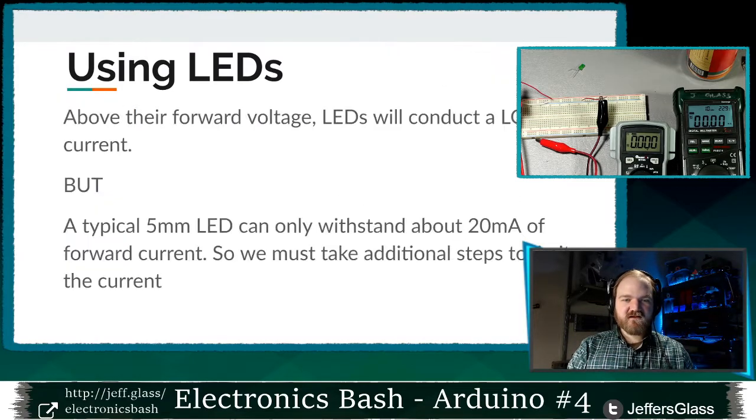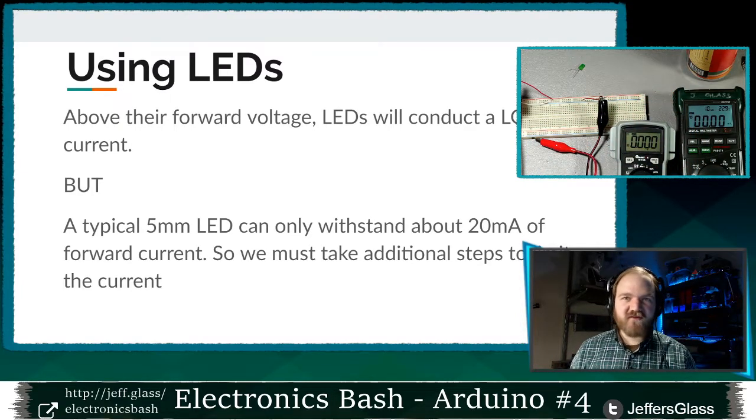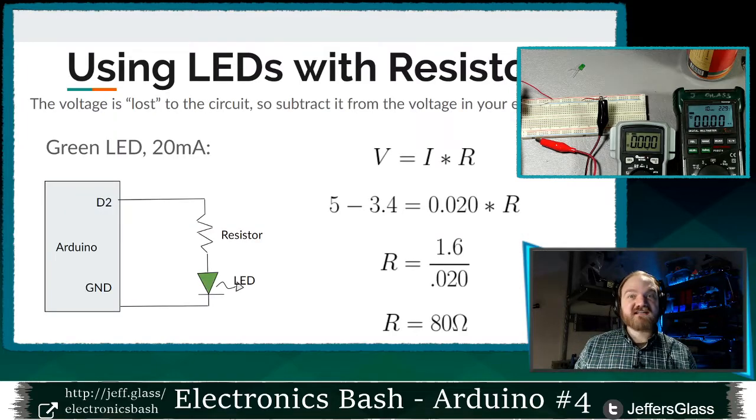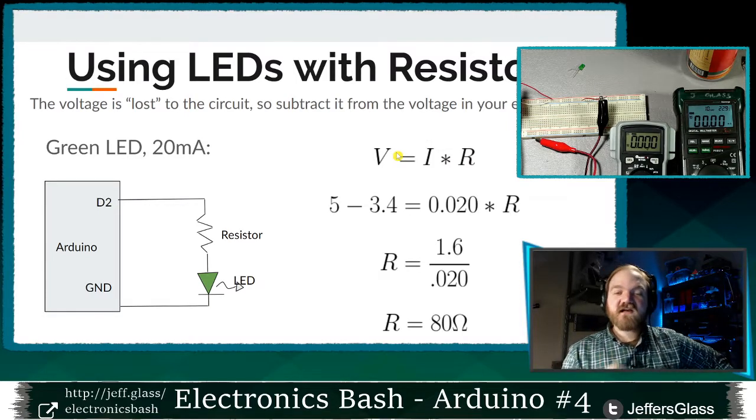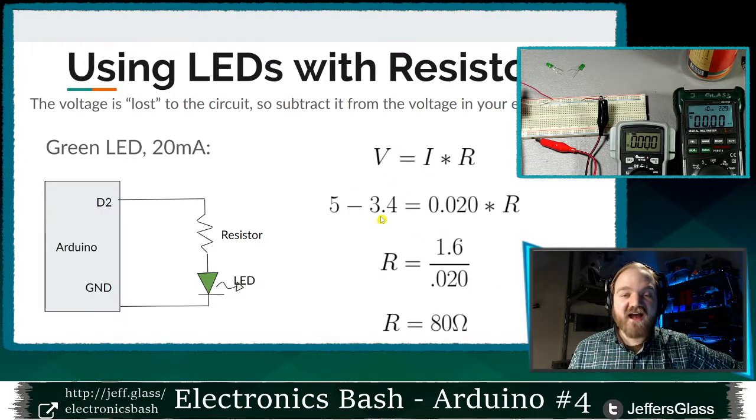So this is the same question again in written form, right? LEDs conduct a lot of current above their forward voltage, but a typical 5 millimeter LED, which is the technical term for these little guys, can withstand about 20 milliamps of forward current. So we have to find some way to limit the current. So we're going to use a resistor to do that. Now, we're going to use our classic equation, V equals IR, Ohm's law, that we learned about earlier tonight. The way that the LED factors into that equation is this: that forward voltage, for the purposes of this equation, you have to subtract from the available voltage in your circuit right here.